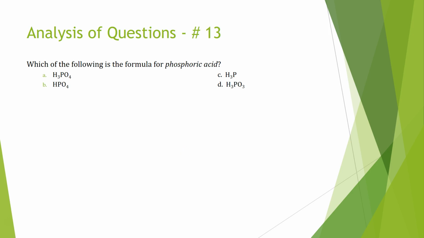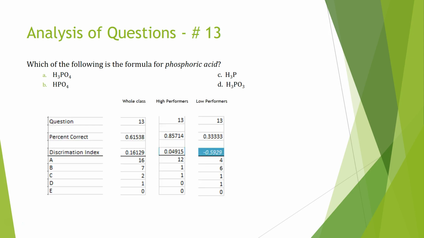The next question I picked, because it was also a low standard, was nomenclature. So I picked the one working with an oxy acid. For this one, you can see that 61% got it correct, 85% got it correct for my high performers, whereas only 33% got it correct for my low performers. I believe this was the biggest differentiation between percent correct for my high performers and my low performers. Nearly 52% difference between the two.